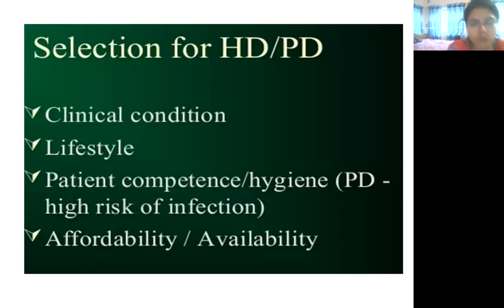So, which type of dialysis will we choose? Based on some criteria, we can decide whether the patient will choose hemodialysis or peritoneal dialysis. First we have to see the clinical condition as well as the lifestyle, the environmental impact, also the patient's competence and hygiene, high risk of infection in case of PD, and affordability as well as availability. So these are some criteria. Based on that, we will select which type of dialysis we will refer to the patient.